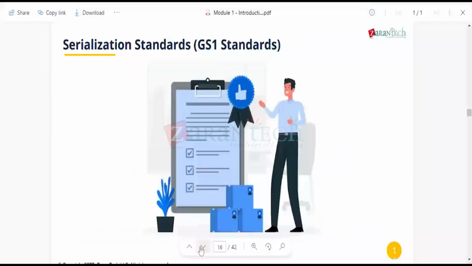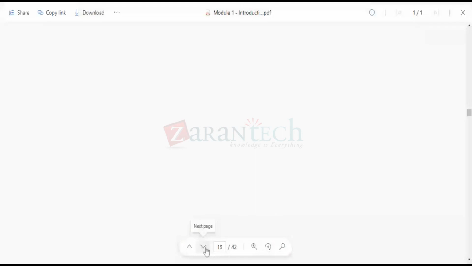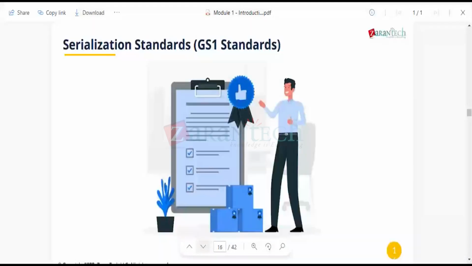So Hari, when we say these serialization standards are worldwide, right? Not any country specific, right? So we are following this worldwide serialization standard. Is there any authority where they cross check that the correct serial number was created or not?